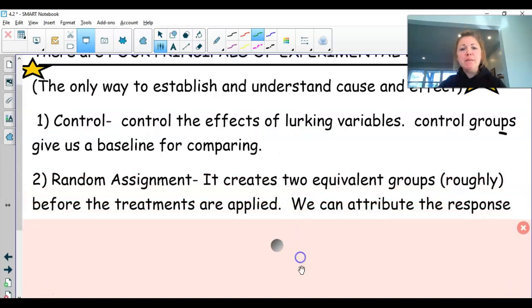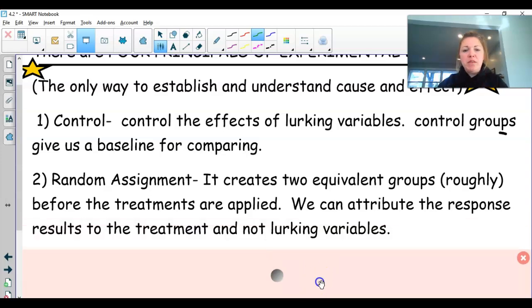Number 2, random assignment. I'm not going to just let you choose which group you want to be in. Do you want to sleep 4 hours, 6 hours, or 8 hours? I'm going to randomly assign you to a group. And the reason I do that is I want all of my groups to be equivalent, meaning the makeup is the same. Each group is very similar in the makeup. This is so we can attribute the response results to the treatment and not to lurking variables.